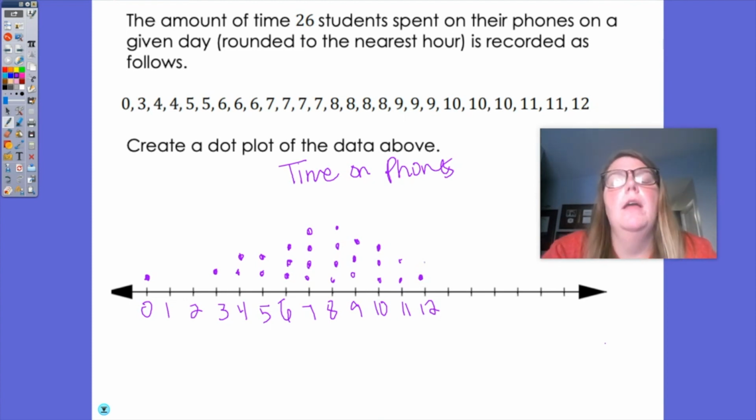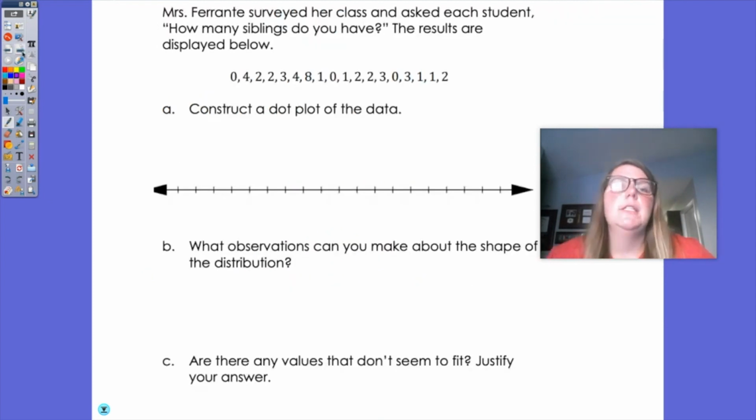Obviously, it makes the information a little bit more organized for us to tell instead of having to look at this long string of numbers here. So let's create another one. Mrs. Ferrante surveyed her class and asked each student, how many siblings do you have? And here's the results. So construct a dot plot of the data.